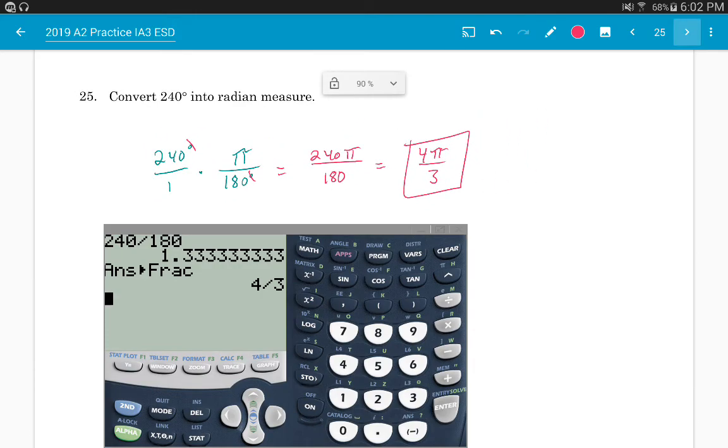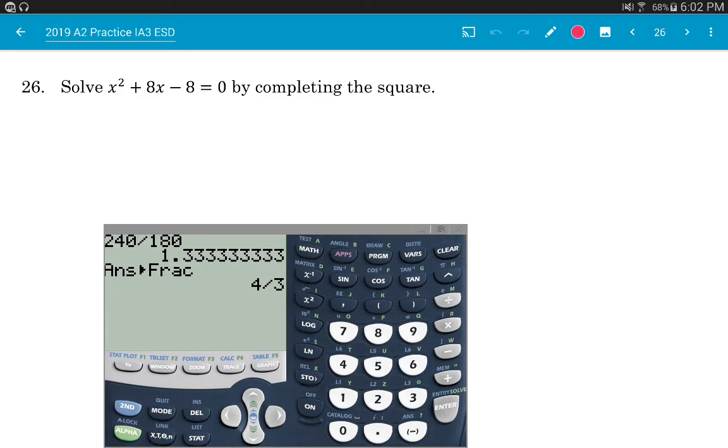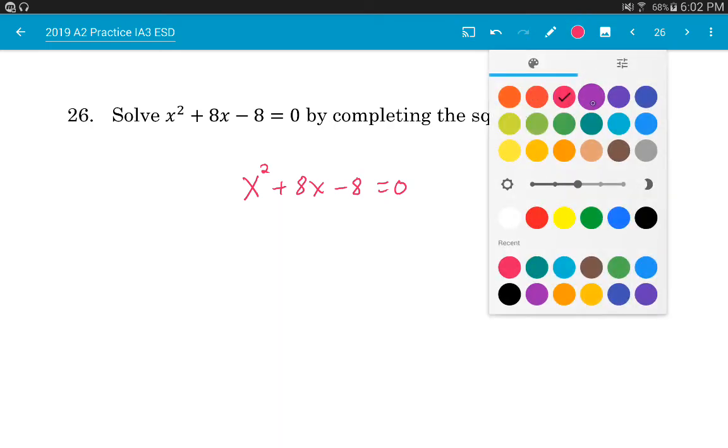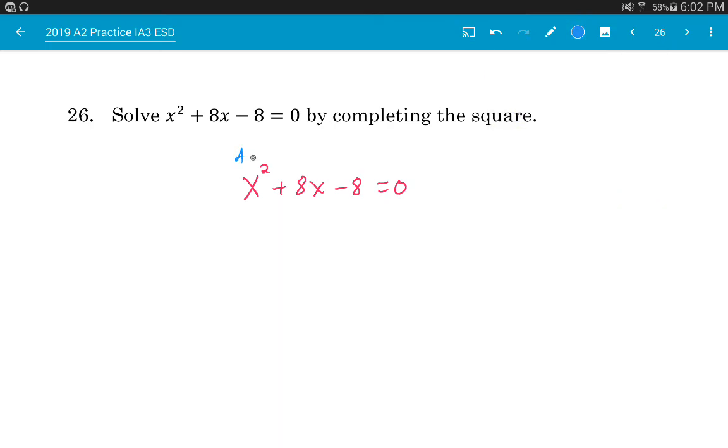All right. 26. Solve this by completing the square. Completing the square requires me to do the following. Start off with a regular equation. X squared plus 8x minus 8 equals 0. These terms are a, which is 1, right?